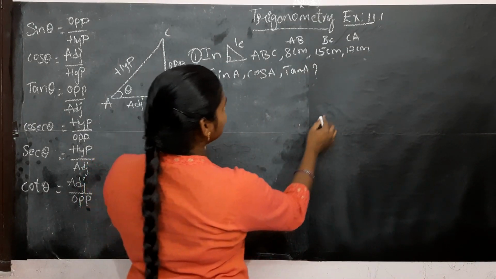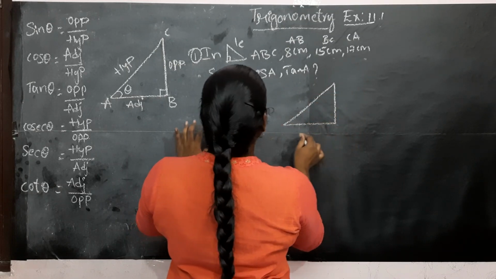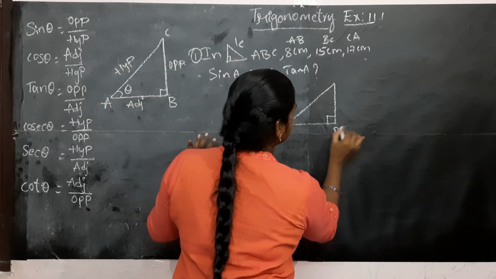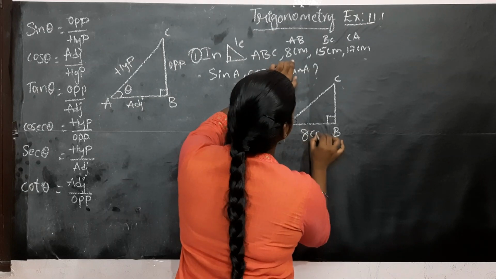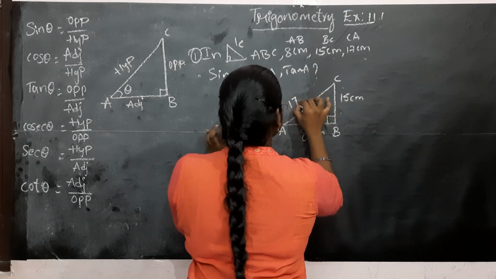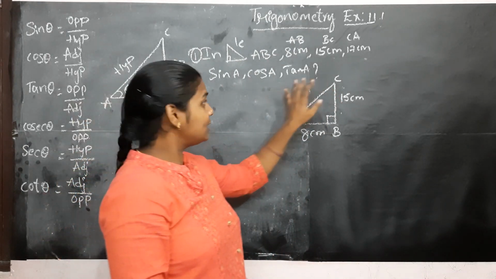So they have mentioned that the triangle ABC is a right angle triangle. So let us name the sides accordingly. ABC. AB is given as 8 centimeters, BC as 15 centimeters and CA as 17 centimeters. They are asking us to find sin A, cos A and tan A.